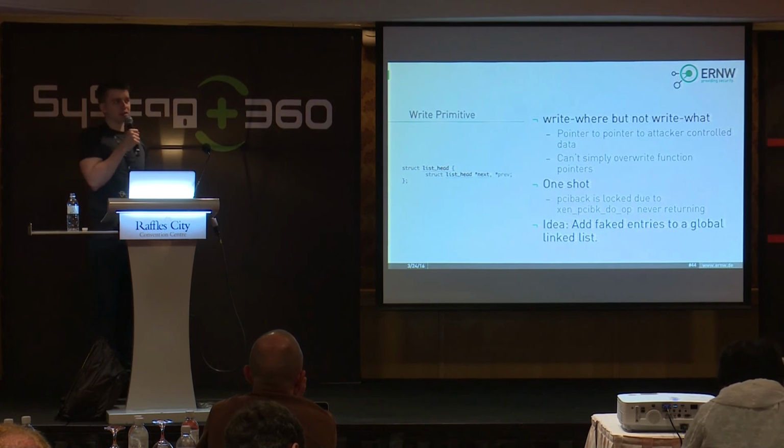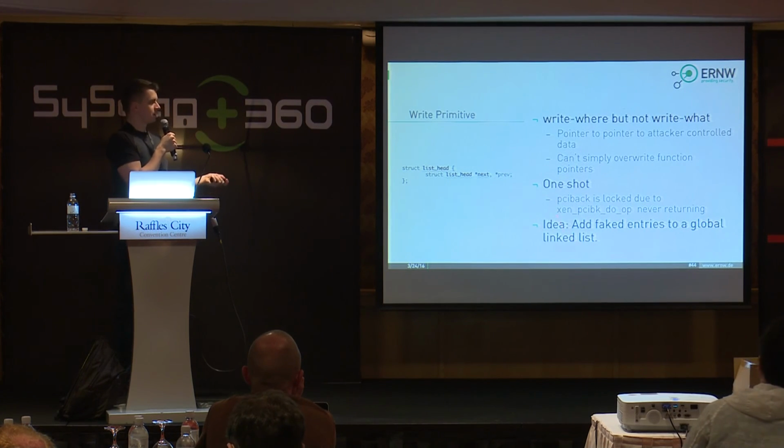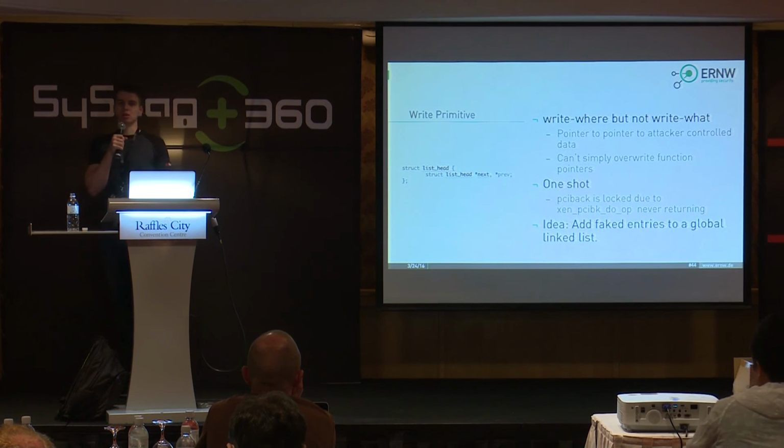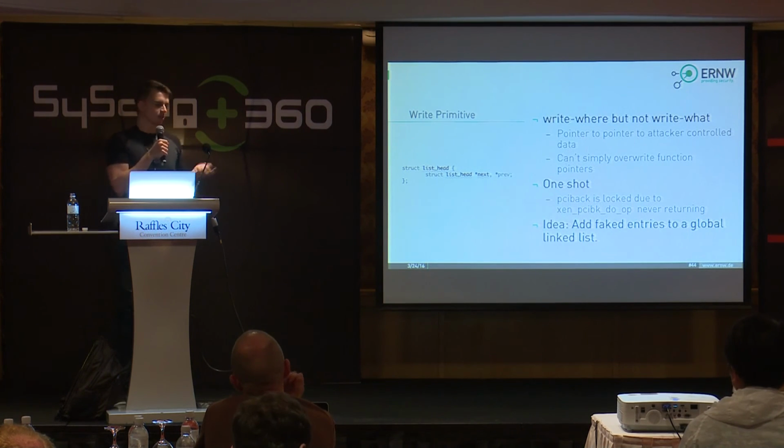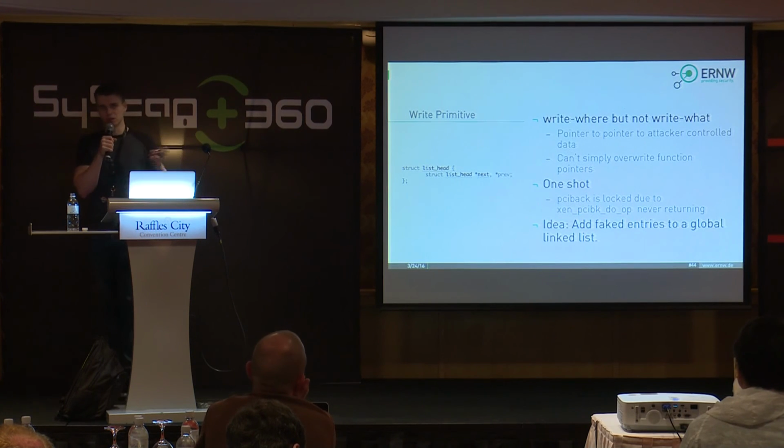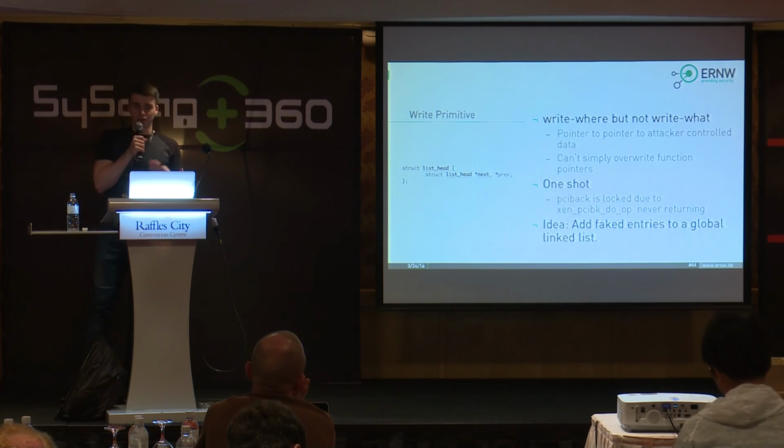Instead, what we write is a pointer to an attacker-controlled function. So we can't simply override function pointers, making this exploit a bit harder. And the biggest problem in the exploit is it's a one-shot exploit. You can only trigger this write once, because then this whole PCI back function is basically locked up, because this original function we abuse is never returning, and then you have a state lock and can't trigger multiple memory writes. So the core idea is we just want to add faked entries to the global linked list.